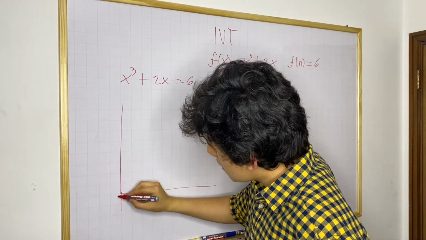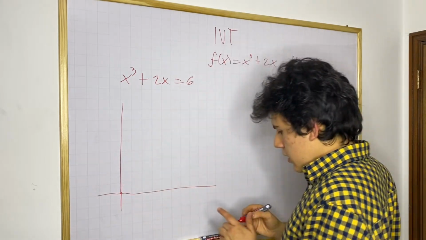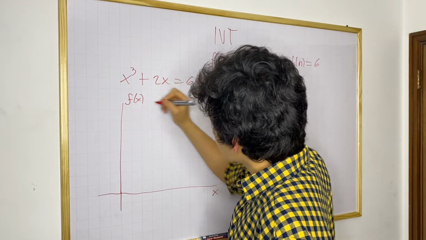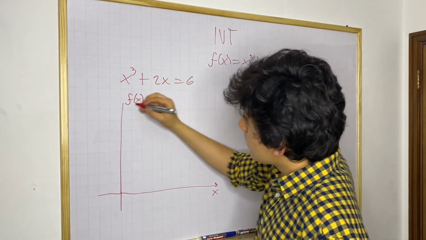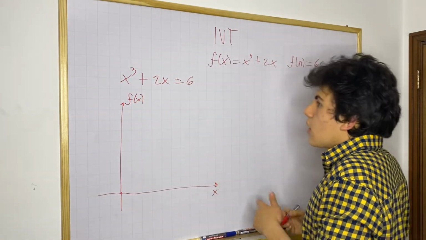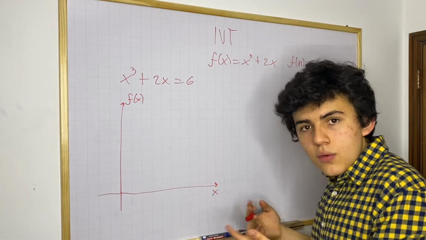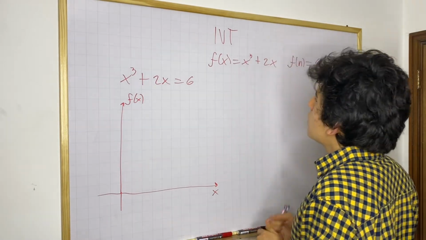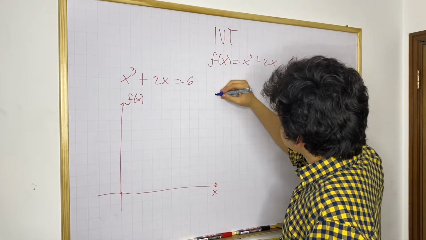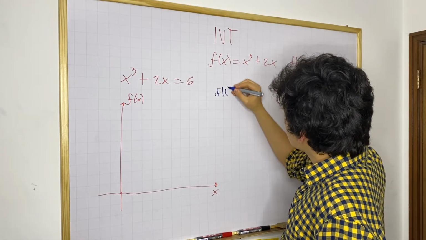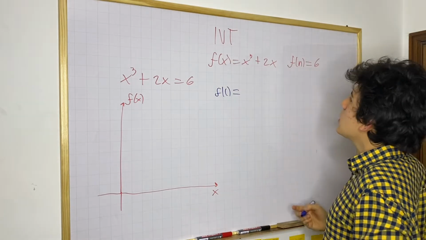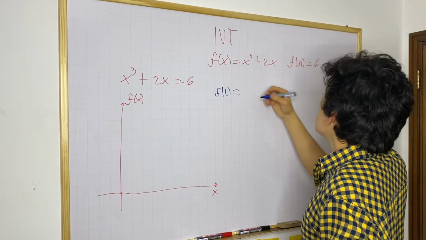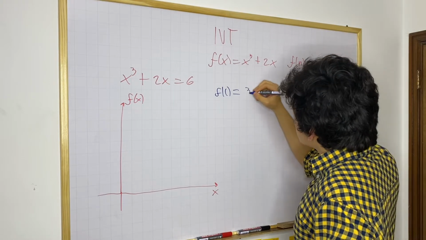And of course, you can have some negative quadrants. And you have your inputs and f of x. What we can do first is to find some points in this graph. So let's first define how much f of 1 is. f of 1 is going to be equal to 1 cubed plus 2, which is just going to be 3.